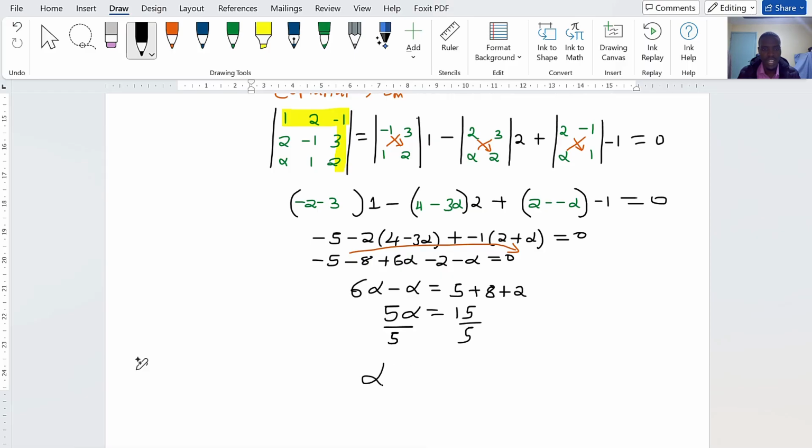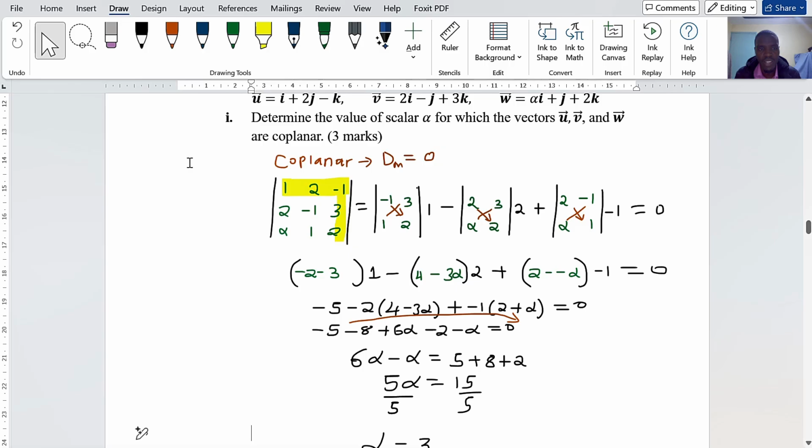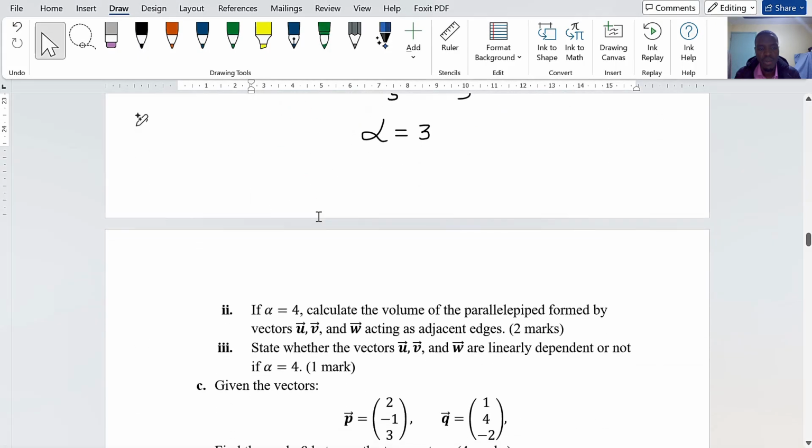So if the vectors are coplanar, then alpha must be 3 for the determinant of the matrix formed by the 3 vectors to be 0. So that is how we solve for coplanar vectors. The determinant of the matrix formed by the 3 must be 0. Now we proceed.